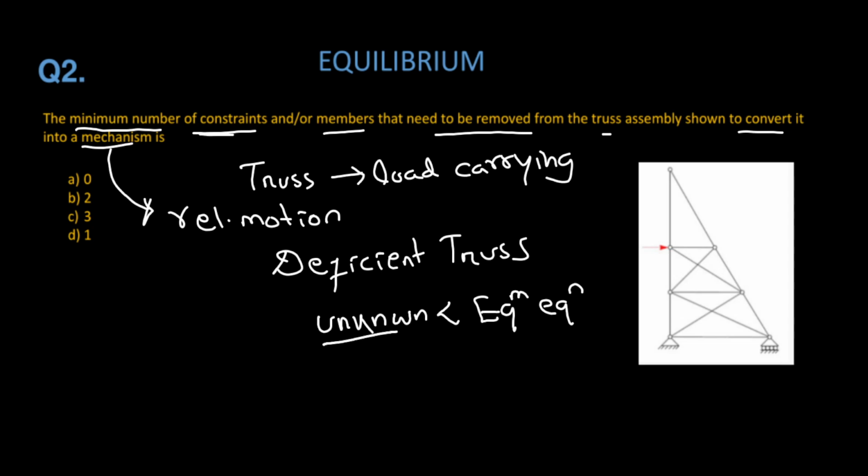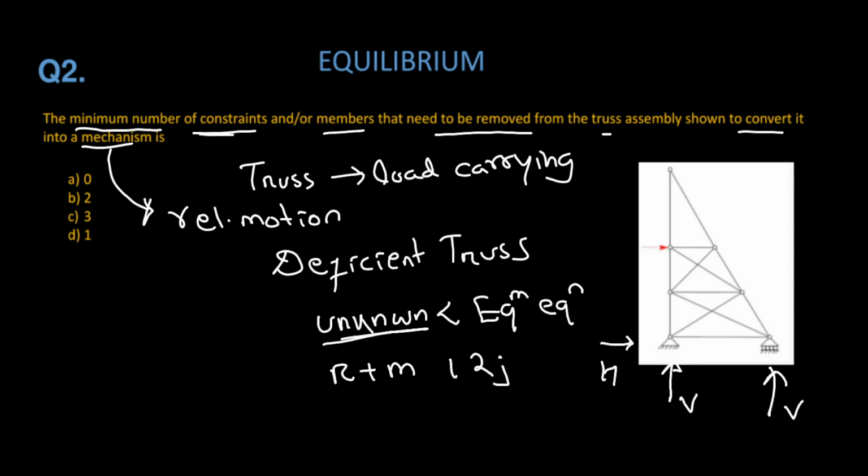So unknown means the number of members and the reactions. Here, it is a hinge, so it will give a vertical reaction. Again, it will give a horizontal reaction. It's a roller, so it only gives a vertical reaction. So the reactions plus members is 2J.